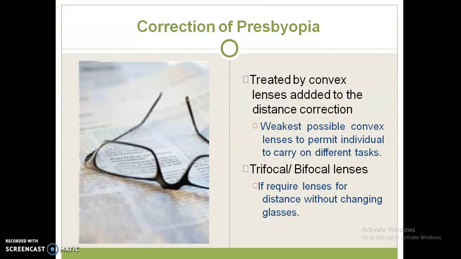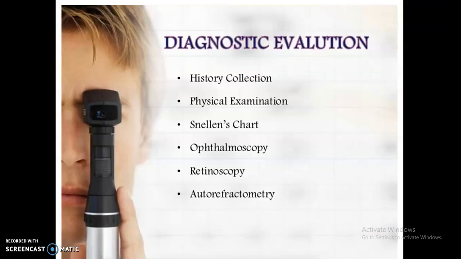Then for the correction of presbyopia, we use convex lenses added to the distant correction, and the weakest possible convex lens to permit the individual to carry on different tasks. Trifocal or bifocal lenses mean it requires lenses for distance without changing the glasses.